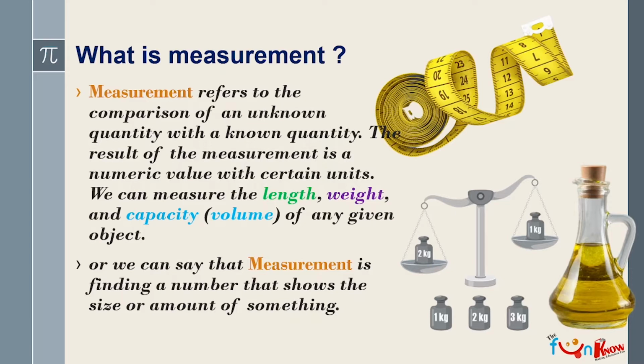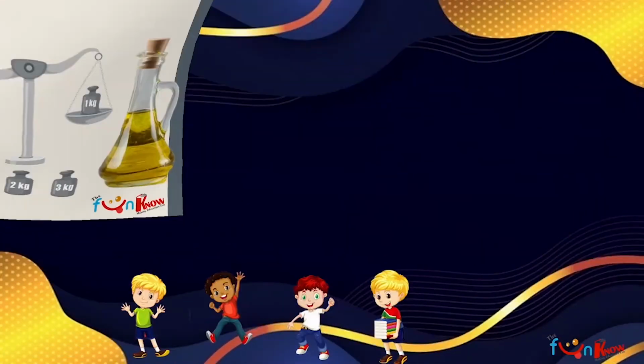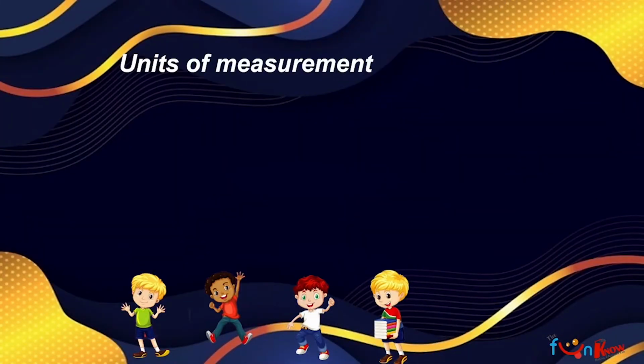We can measure length, weight, capacity, that means also volume. Capacity is also known as volume of any given object. So, whichever object they give you, you can measure the length, weight, and volume of that object. Or we can also say that measurement is finding a number that shows the size or amount of something. Let us now move on to units of measurement.